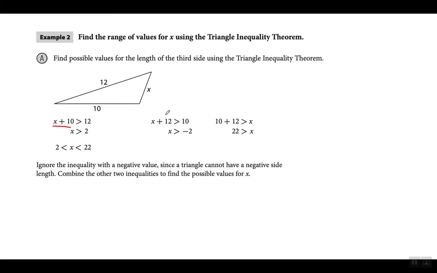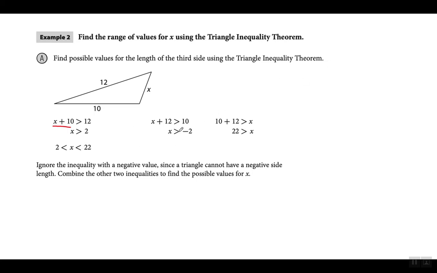Over here, they wrote X plus 12 has to be greater than this side, 10. And when you solve the inequality, you get X is greater than negative 2. And the last possibility is 10 plus 12 has to be greater than X, which is what they wrote here. And when you solve that inequality, you get X has to be less than 22.